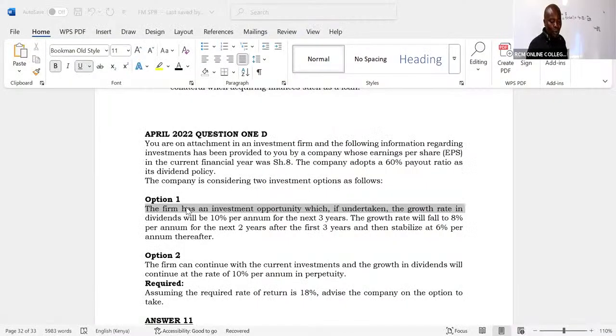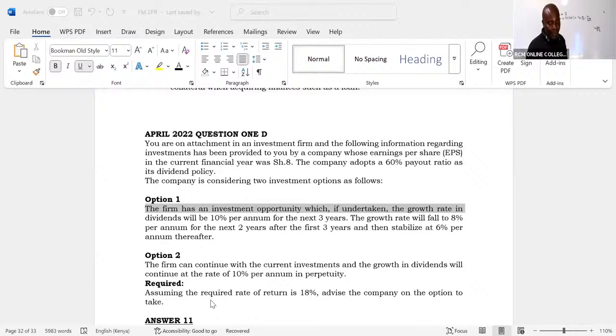All right. Then I don't want us to look at option 1 for now. I want us to look at option 2. I'll come back to option 1 after I finish option 2. So option 2: the firm can continue with the current investment and the growth in dividends will continue at the rate of 10% per annum in perpetuity. So required, assuming the required return is 18%, advise the company on the option to take.